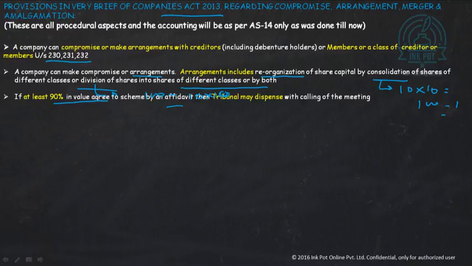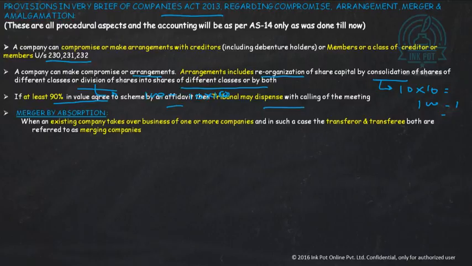Then amalgamation absorption is only possible if 90% of the shareholders have given their affidavit, giving their consent that they are ready to be a part of the new company. An existing company takes over the business of one or more companies. So what do we call them? The company that sells is called the transferor company, and the company that buys is called the transferee company. You can write it: the transferor is nothing but the seller and the transferee is nothing but the purchaser.